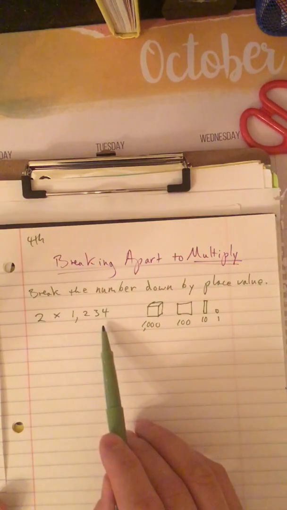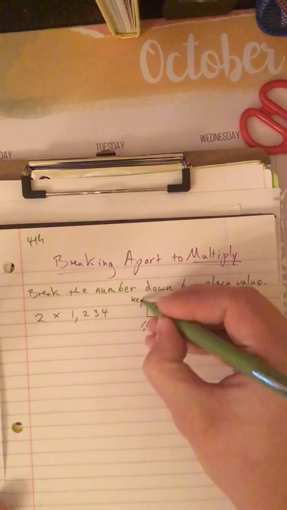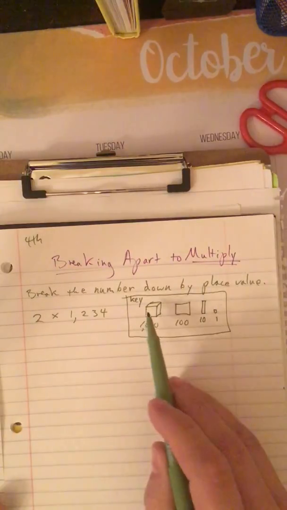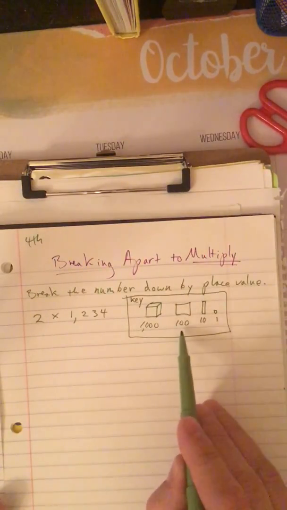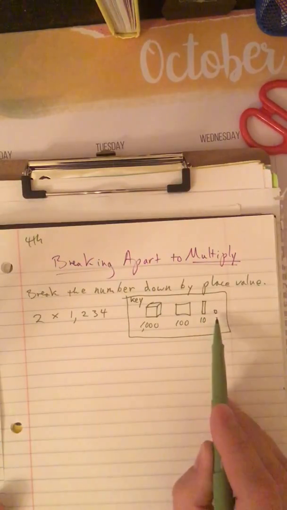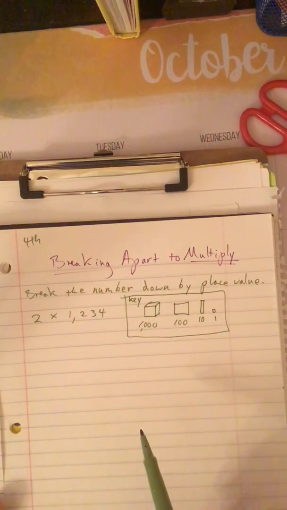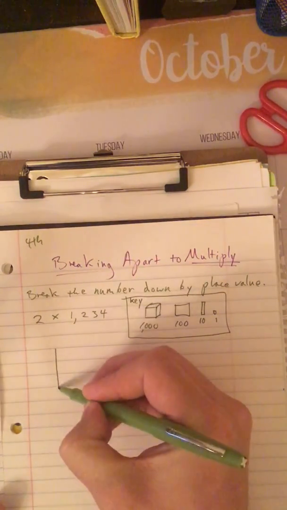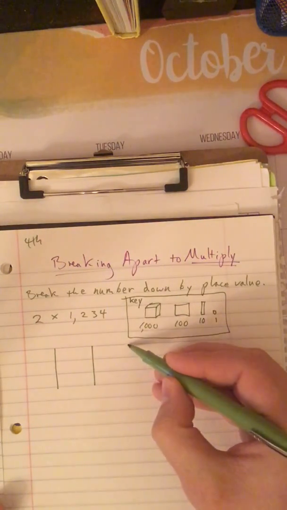2 times 1,234. Now keep in mind this is your key. I'll just say key, so we don't get this confused with the problem. A block is 1,000. A flat is 100. A long is 10, and then a unit is 1, just as a reference. And what they do on the page is they actually separate it out pretty well. I like how they do it.